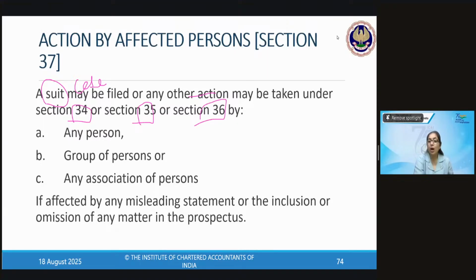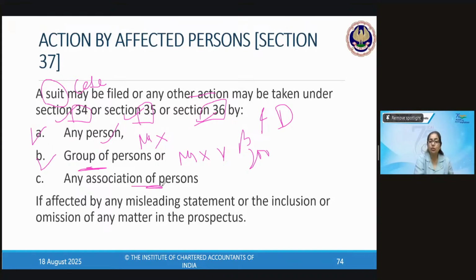So if you have been a sufferer and you want to take an action against the company under section 34, 35 or section 36, then if Mr. X is a person who wants to take an action, then individually Mr. X can take an action against the company. If there are Mr. X, Y, B, F, D, there are around 200 people or 300 or 500 or 5,000 people, group of people who want to take an action, they can also file an action suit.